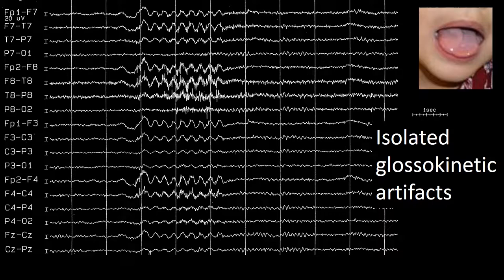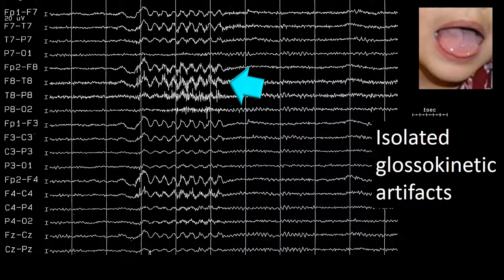This frame shows an isolated glossokinetic artifact. The green squares are surrounding the temporal derivations and the yellow squares are surrounding the central derivations. The waves, especially the initial wave in the cluster, may be taller in the prefrontal to frontal derivation than in the frontal to temporal derivation. But after the initial wave, the frontotemporal derivation records larger waves than the prefrontal frontal derivations.